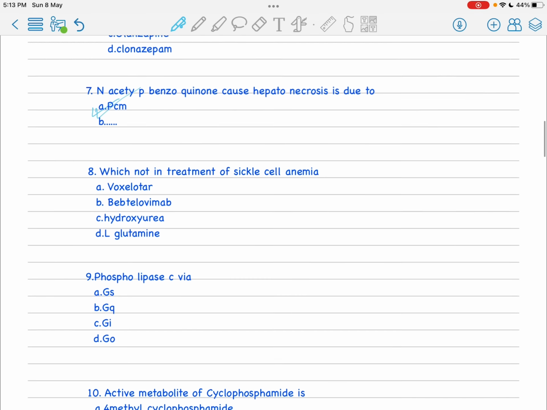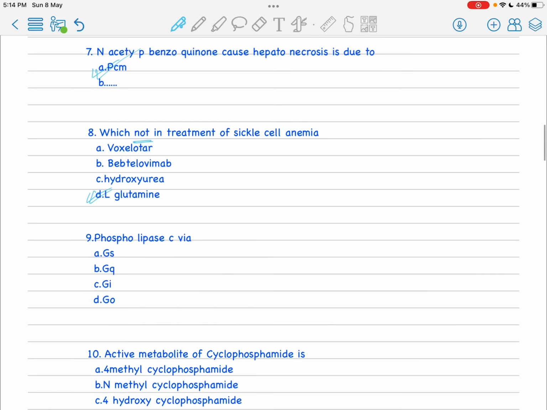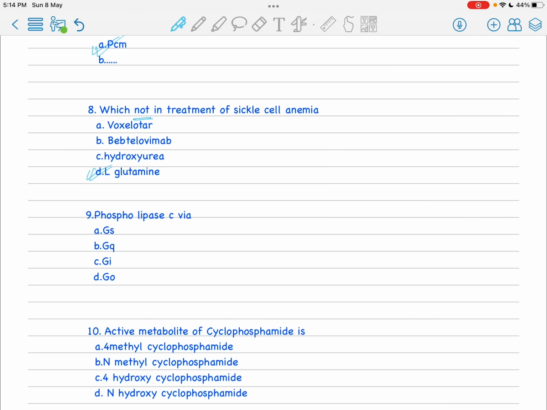Next is which was not a treatment of sickle cell anemia: voxelotor, crizanlizumab, hydroxyurea, L-glutamine, and I think this is L-glutamine. I am a bit confused, but I think L-glutamine should be the answer, because hydroxyurea I know, but I think voxelotor and crizanlizumab are used in sickle cell anemia.